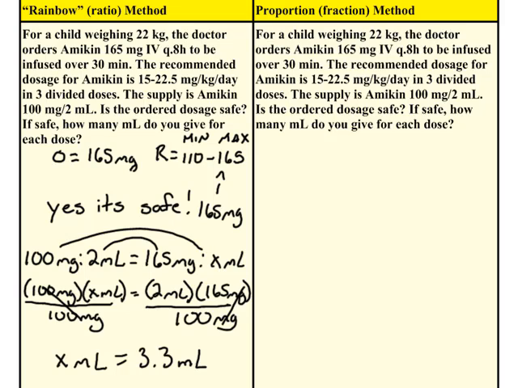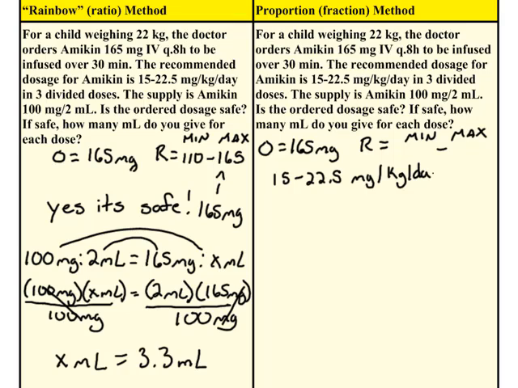And the first thing we need to do here is figure out if what the doctor ordered, the 165 milligrams, is safe. In order to do this, we're going to have to compare it to our safe dosage range. We're going to need a minimum and a maximum. If we look at the recommended dosage, it tells us that we're allowed to give 15 to 22.5 milligrams per kilogram per day in 3 divided doses.